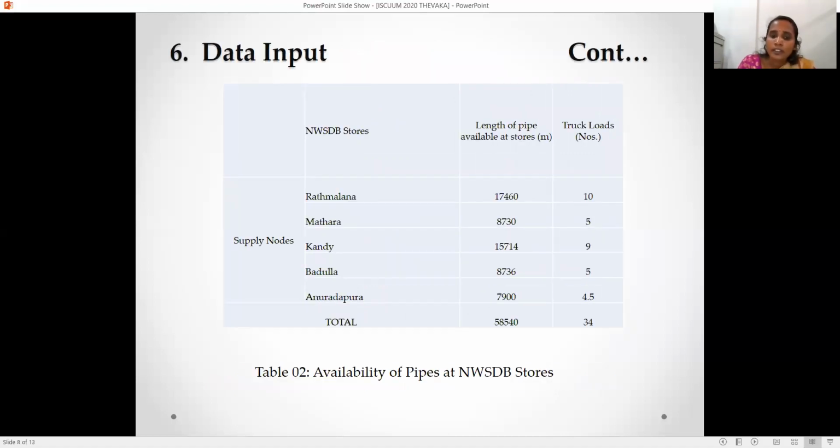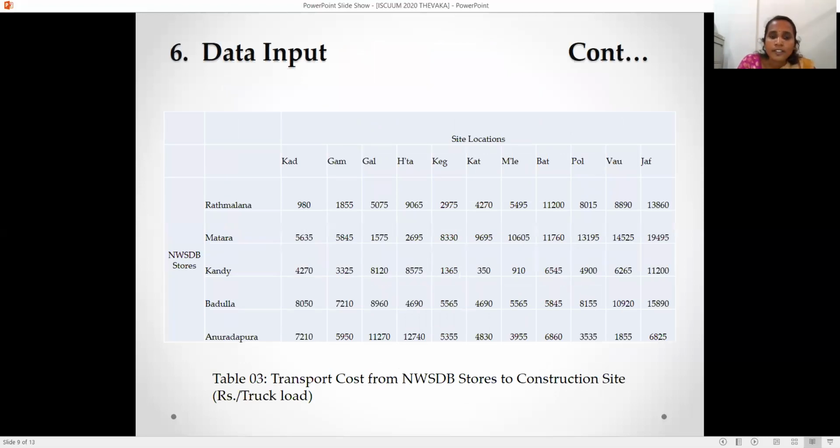And also similarly, we calculated availability of the pipelines in the stores of the national water supply centers, and finally it value converted to drug loads, because this transportation shifted with the drug loads. That's why we converted these values. This data shows the transportation cost assigning with the places, each places to each stores to the requirement places, destinations. These the stores, from the stores to the sites.